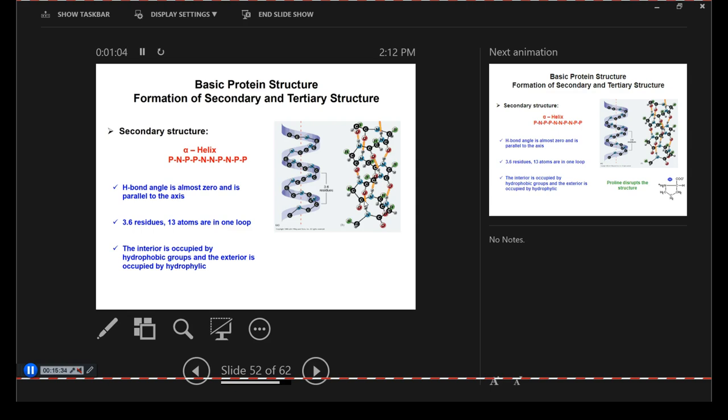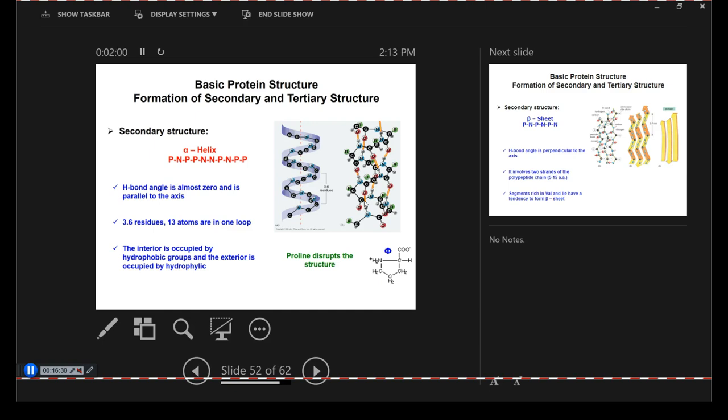The hydrogen bonds that stabilize this helical shape are parallel to the axis of the helix. So hydrogen bonds occur between residues in a parallel formation to the axis. Within one turn or one loop, you have about 3.6 residues. That means 3.6 amino acids, and about 13 atoms in one loop. The interior is occupied by hydrophobic groups. We already established that, and the exterior is occupied by hydrophilic groups.